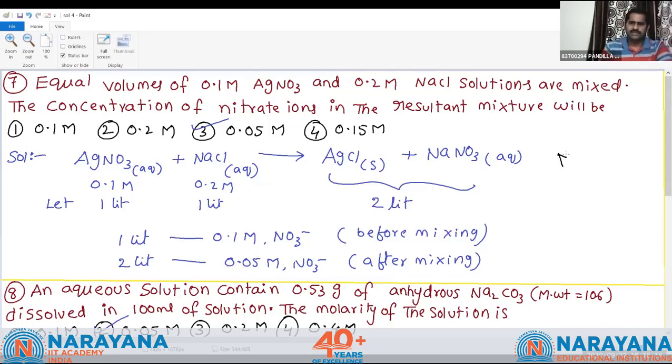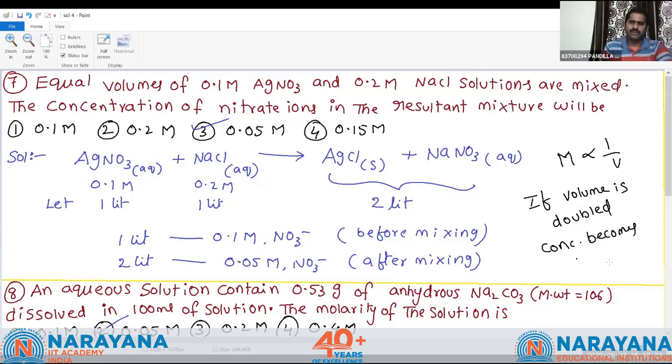So here molarity is inversely proportional to volume. If volume is doubled by mixing, what happens? The concentration becomes half. Based on that concept, we explain.